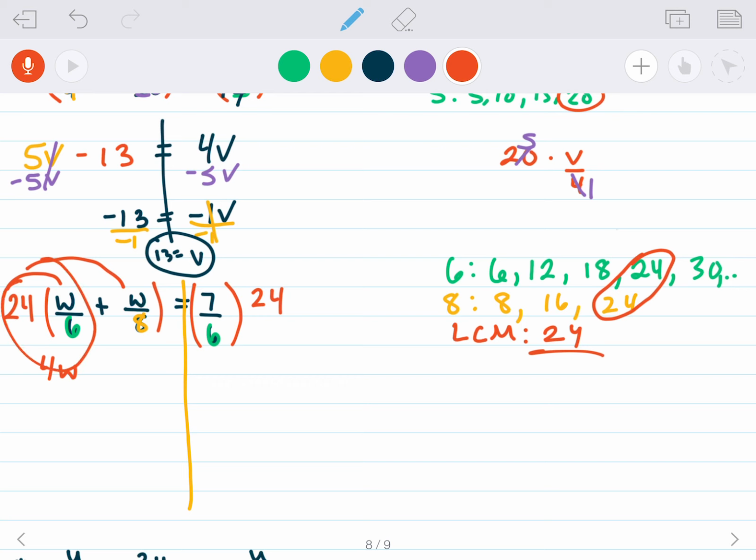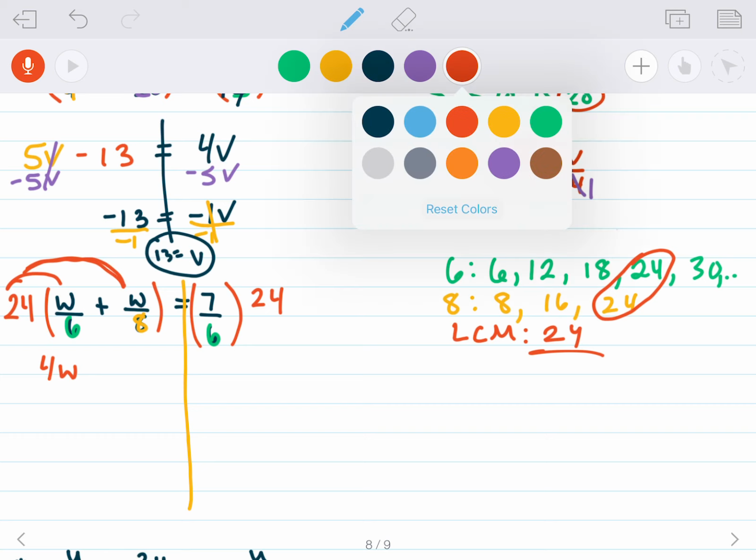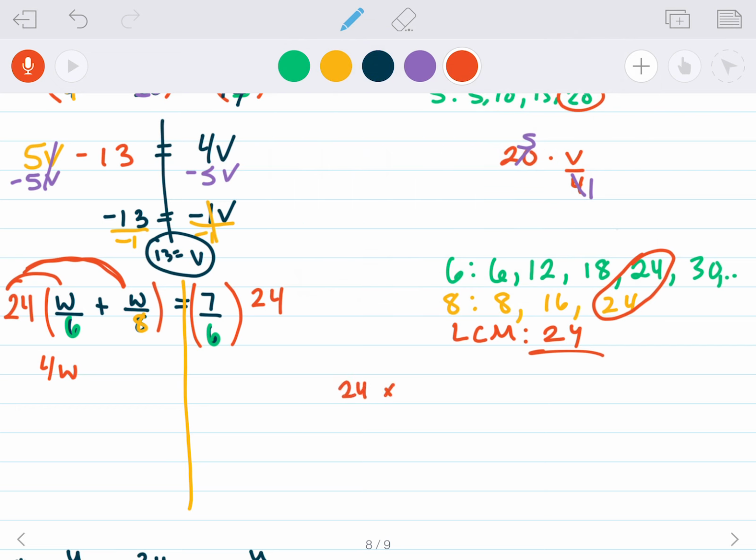Do this off to the side if you want the practice there. Let me just actually show you so you can see. 24 times w over 6. On the diagonal, 6 goes into itself once, 6 goes into 24 4 times, 4 times w is 4w. Then we have the second term to distribute. We have w over 8 times 24. And 8 goes into itself once, and 8 goes into 24 3 times, multiply straight across to get a positive 3w. So the left side's done.